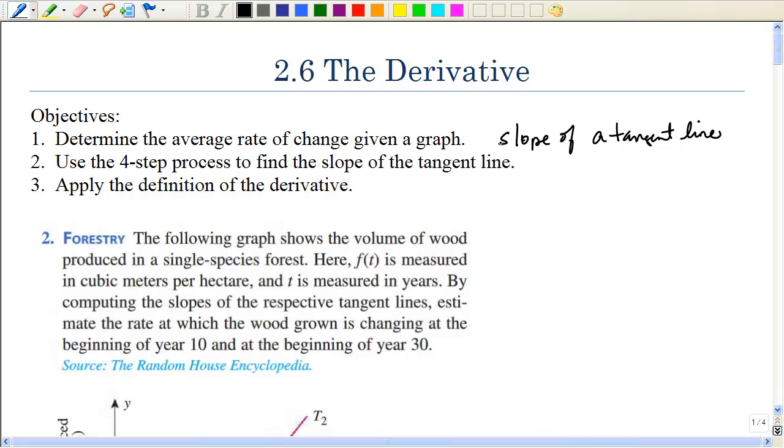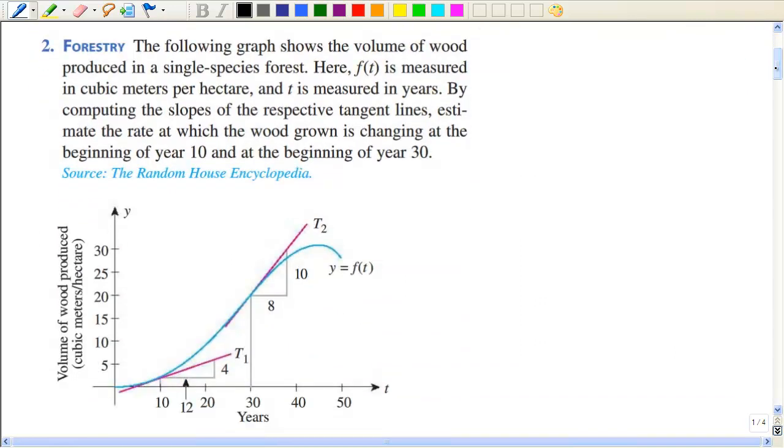Right? And then the book calls this a four-step process to find the slope of the tangent line. We can shorten that. And then we're going to use the definition of the derivative in some particular problems. But first of all, let's just look at what a tangent line is. A tangent line is a line that's just going to touch a curve in one particular point. Sometimes that's hard to see.